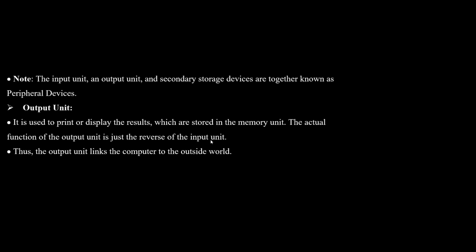One more thing we need to know: the input unit, output unit and secondary storage devices are together known as peripheral devices. The output unit is used to print or display the results that are stored in the memory. After storing in the memory unit, it will display the result. That is called the output unit. The function of the output unit is just the reverse of the input unit. The output unit links the computer to the outside world.